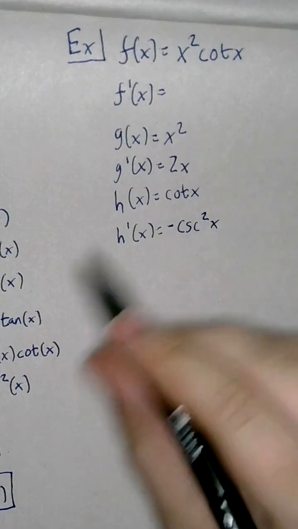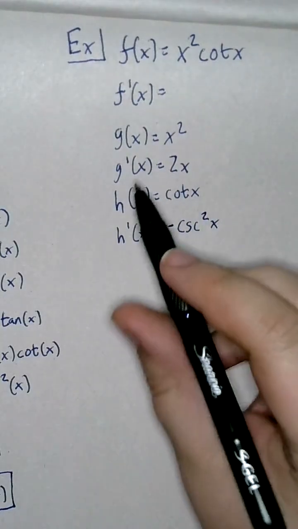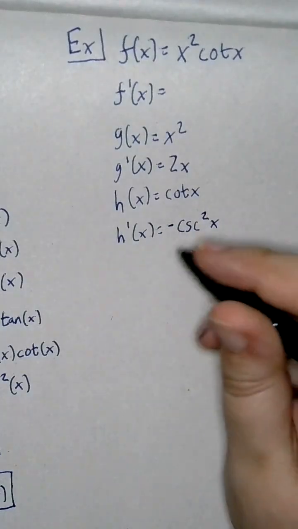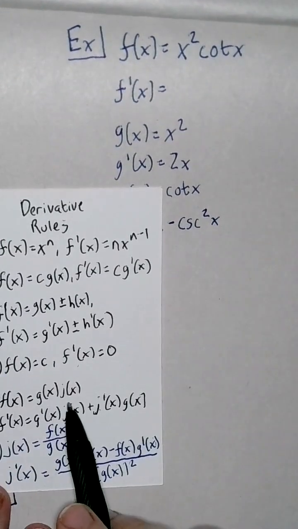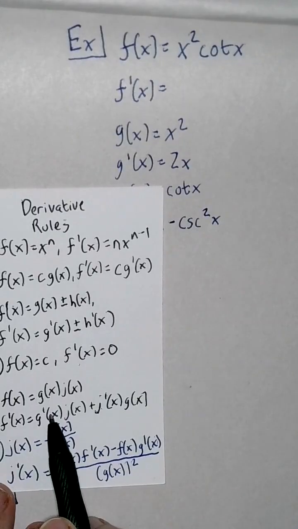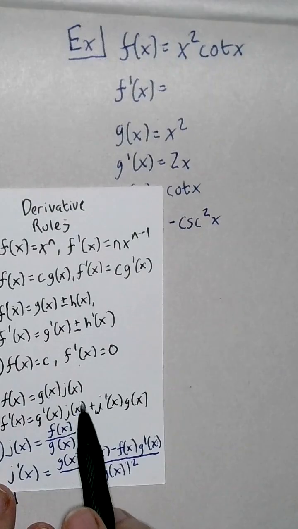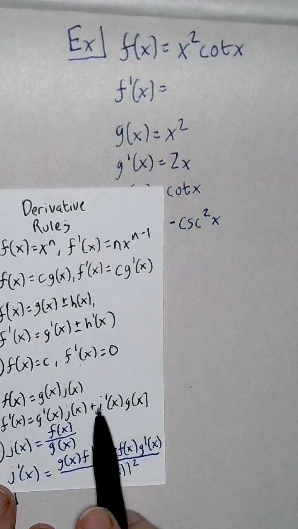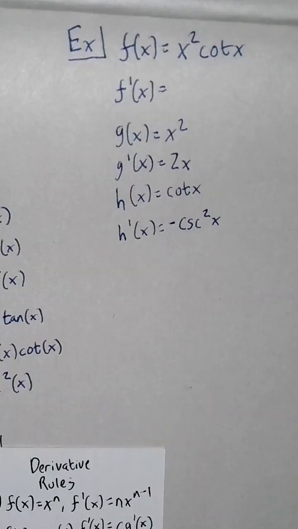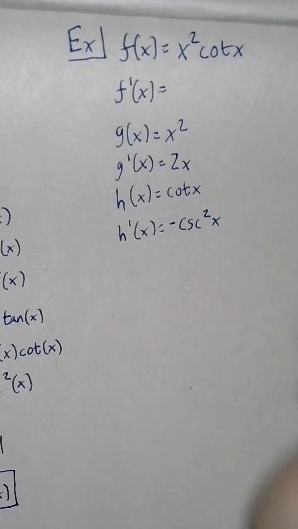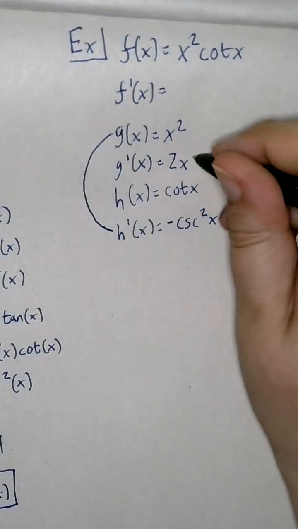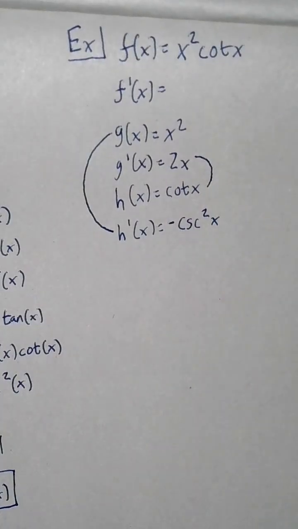And now I have everything I need to plug into my product rule formula. What's the product rule? Well, remember the product rule says that if I have two functions being multiplied by each other, I take the derivative of the first function and multiply it by the second, and then I switch it around by taking the derivative of the second, multiply it by the first function, and then adding them together. So that's a bit of a mouthful, so let me show you what I mean. I'm going to link these two together, and I'm going to link those two together. And remember, in addition, order doesn't matter.